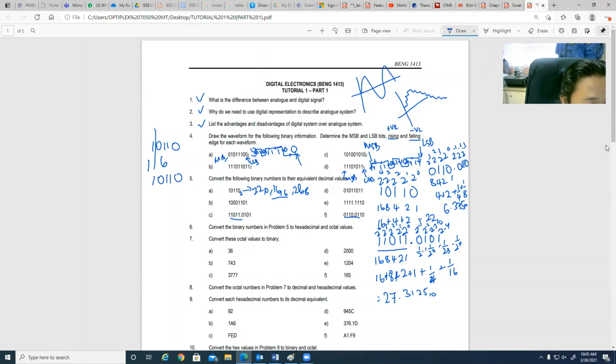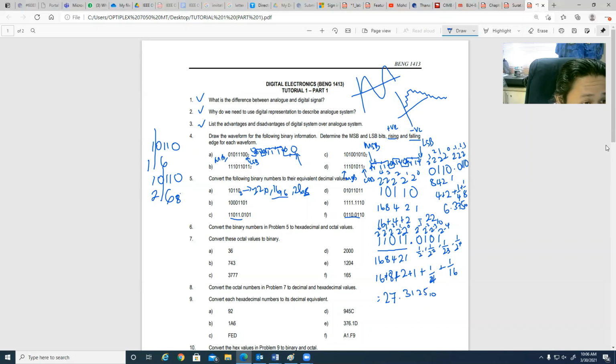For octal, divide by 3. For octal, 8, you divide by 3: 1, 2, 3. Okay, this one. Alright, and then converting, this one will be 2, and this one will be 6. So that's the octal.